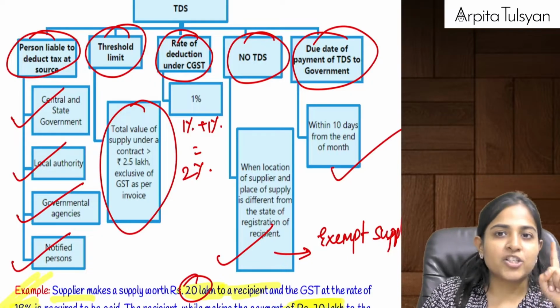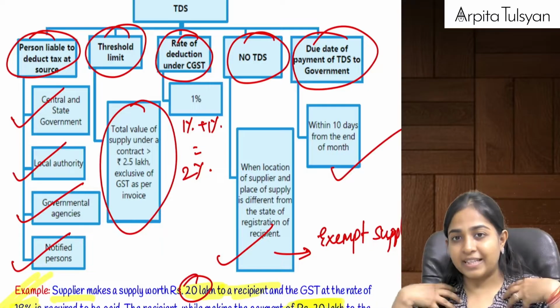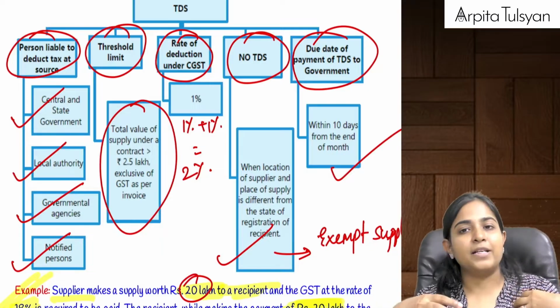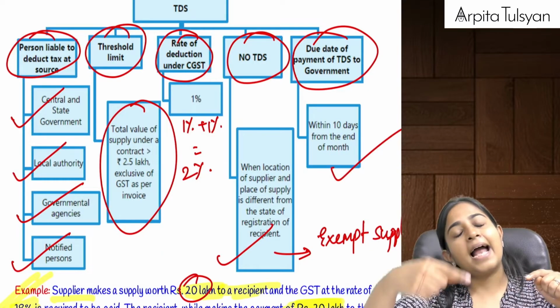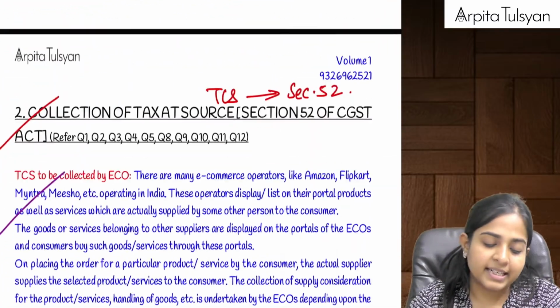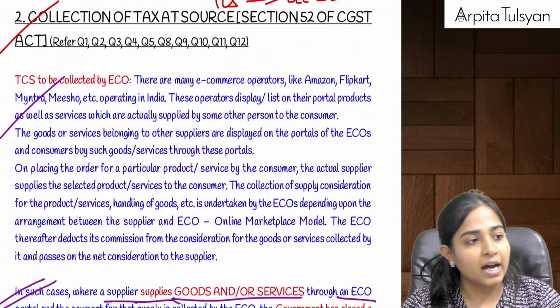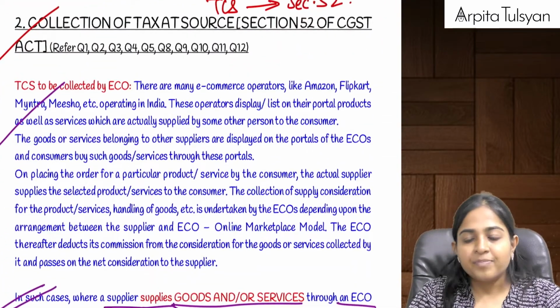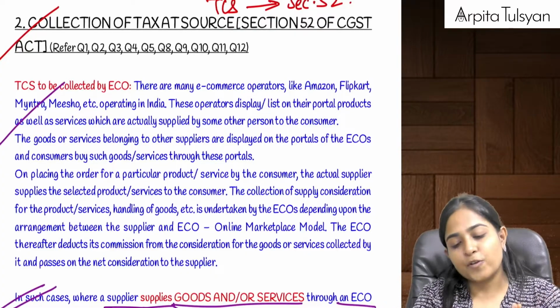And one special case where TDS was not applicable: when the place of supply is in one state and the recipient is located in some other state, then in such a case TDS provisions were not applicable. Are you clear till here? Yes, this was your TDS provisions.